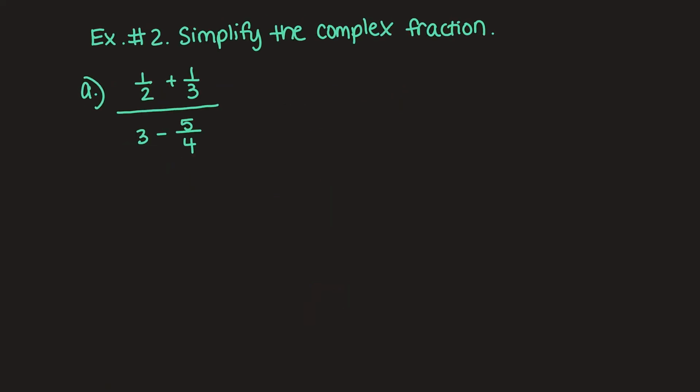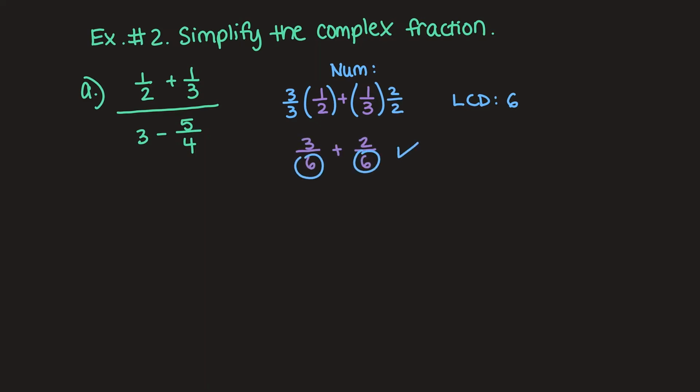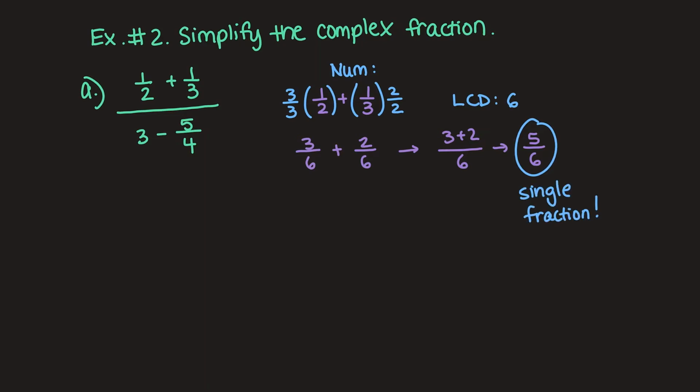For the next example, this time we don't have the numerator and the denominator written as a single fraction. So let's start with the numerator. In order to write them as a single fraction, we must first add them by finding their common denominator. The least common denominator of 2 and 3 is 6. To rewrite these fractions as an equivalent fraction with a denominator of 6, we multiply this fraction by 3 over 3 and the other fraction by 2 over 2. Now that we have the same denominator, we can add their numerators across while keeping their common denominator. And now the numerator of the complex fraction is a single fraction.